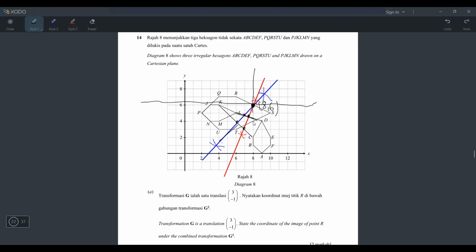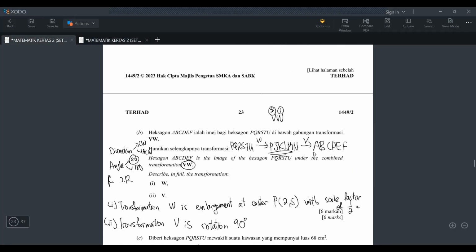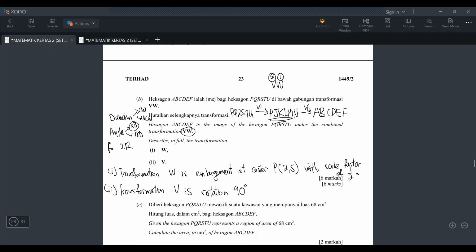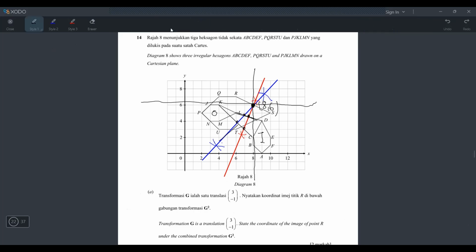Why do you want to put a cross? To see whether it's clockwise or anti-clockwise. So tell me now, is it going from here to here or here to here? So which one is the object now for my rotation? This is my object, this is my image. Okay, if you look carefully, just now I showed you the arrow already. You see the arrow from PJKLMN to ABCDEF. Now we are describing transformation V. So PJKLMN is the starting, and then ABCDEF is where you are going. So you start from PJKLMN. That is why the direction should be like this.